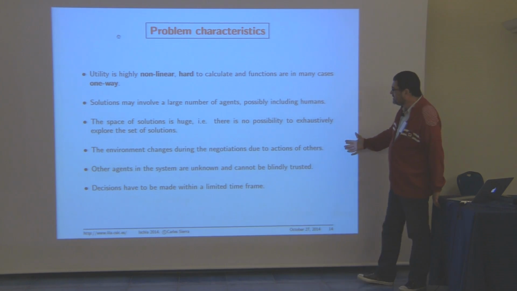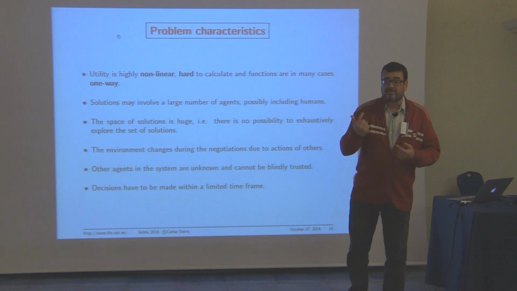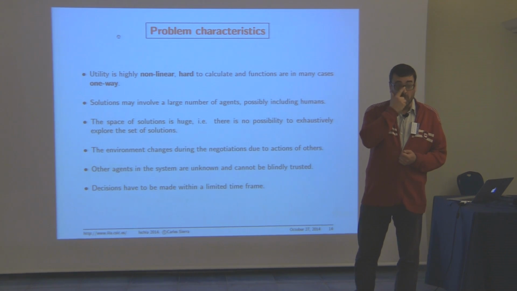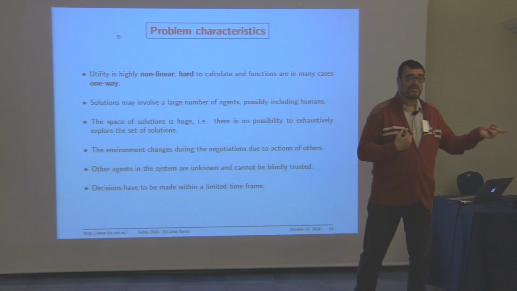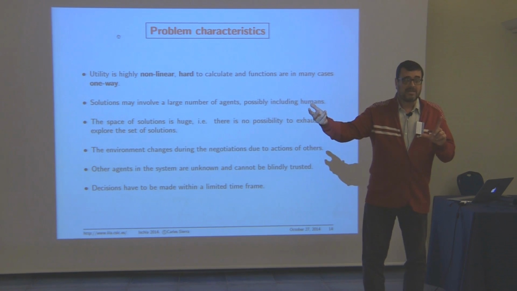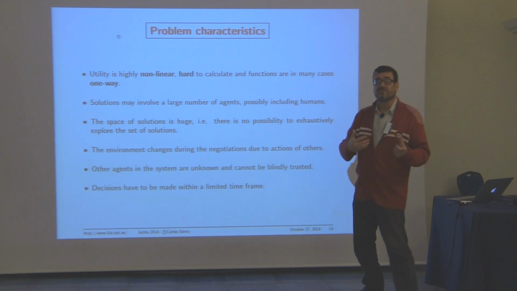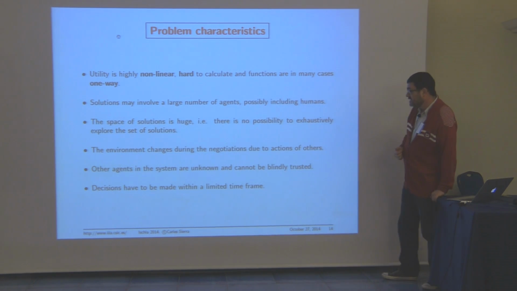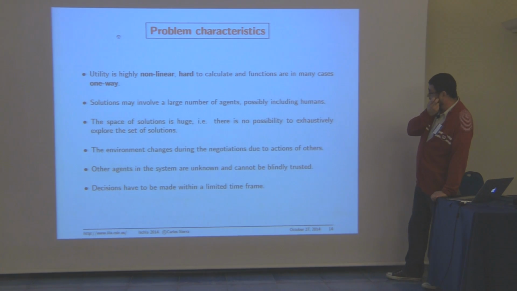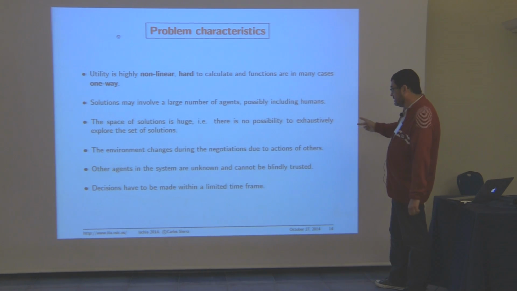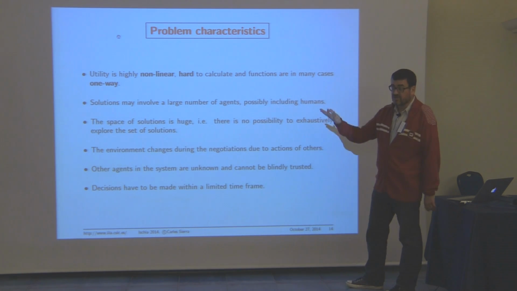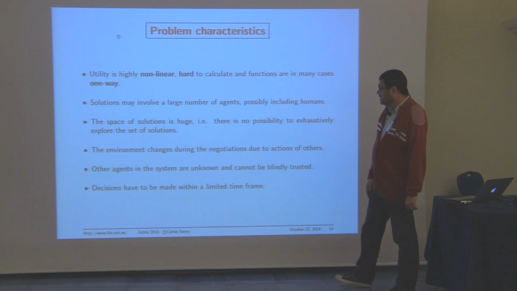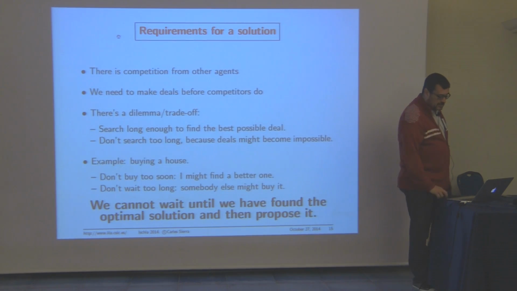The environment changes during the negotiations due to the actions of others. I mean, if I'm discussing with you about swapping two slots, then before we go to the headmaster, you may discuss with someone else, and I discuss with someone else. So in the end, things may happen in the environment that may prevent some of your solutions from taking place. So you need to do things at a reasonably high pace. Okay. Other agents in the system may be unknown. You cannot trust them, so you may reach an agreement with them and they will not honor that agreement. And the time frame is limiting your decisions.